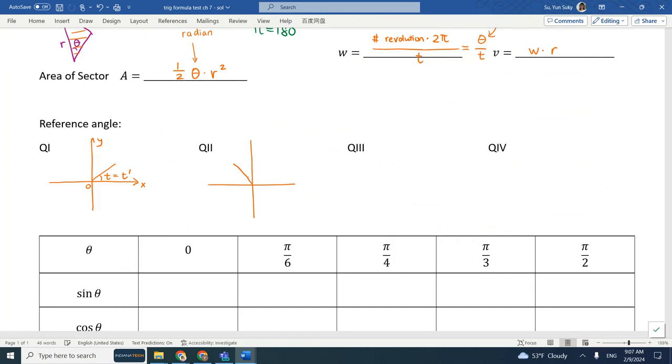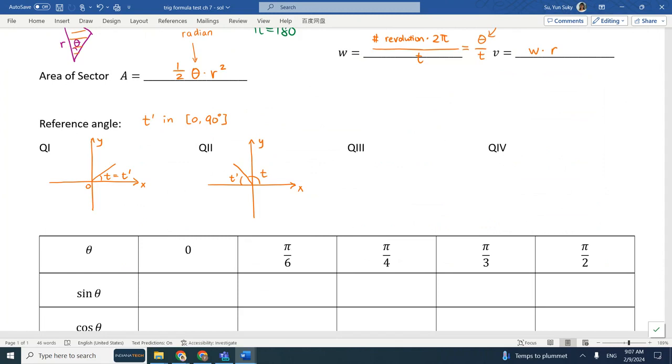So my angle is in quadrant 2. And then the reference angle is the angle made with the terminal side and the x-axis. Therefore, the t prime, the reference angle, is right here. So the reference angle is always between 0 to 90 degrees. Okay? So it's always between 0 and 90 degrees.